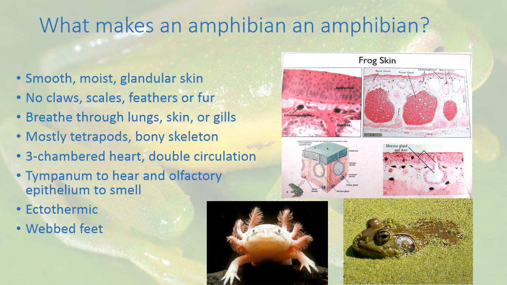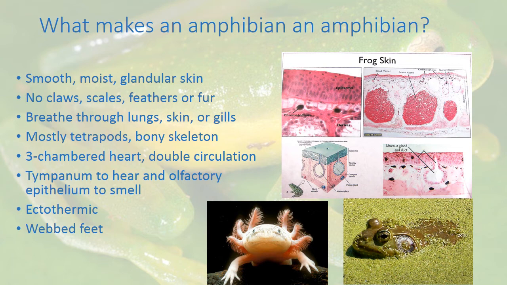They breathe through lungs, skin, or gills, and it can be a combination of those things. In their aquatic phase, like this axolotl, they would breathe through gills, and then when they become more terrestrial, they would breathe through lungs and skin. Amphibians are mostly tetrapods, meaning they walk on 4 limbs, but there are some exceptions. There's a whole order that doesn't have any limbs, but in general they have a bony skeleton.